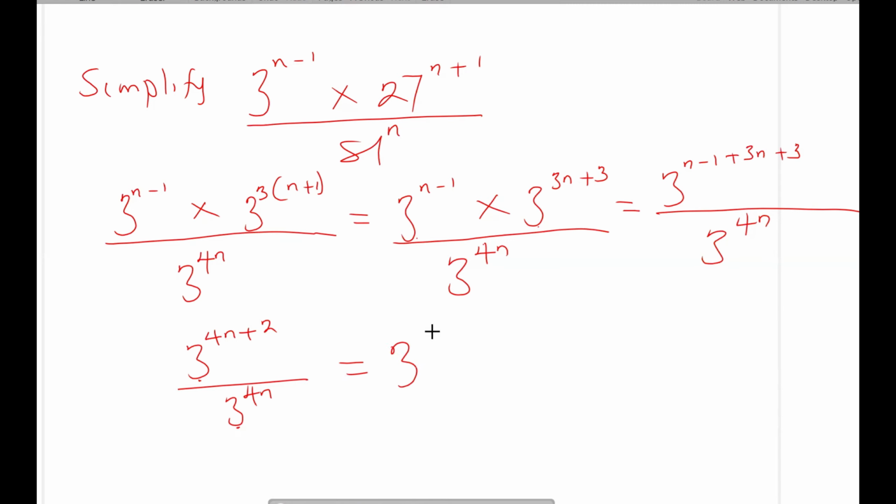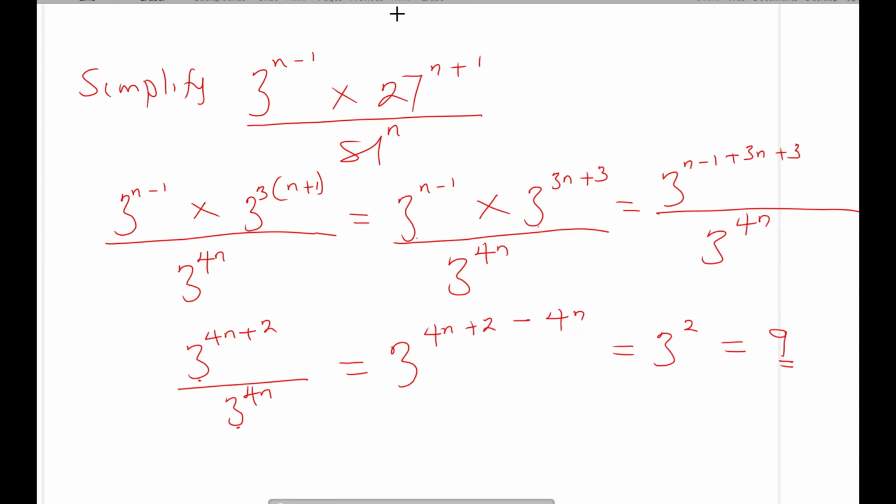So that means 3 raised to the power of 4n plus 2 minus 4n. Now 4n minus 4n, that's 0. So we are left with 2 there. That will be 3 raised to the power of 2. And 3 raised to the power of 2 is what? That's how to simplify this one further.